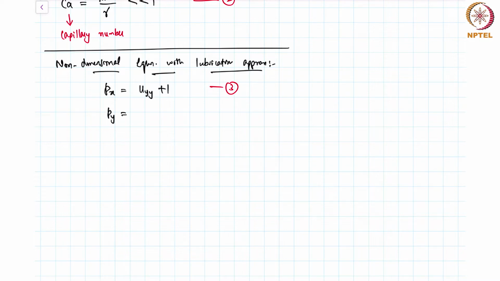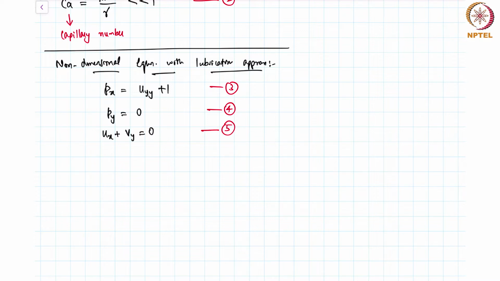Py is just 0. That's 4. And the continuity equation, that's Ux plus Vy is equal to 0. That's 5. So these equations 3, 4, 5 that you see are the equations from the lubrication approximation. These equations were also derived when we did the lubrication approximation, except that in some problems we didn't have gravity.